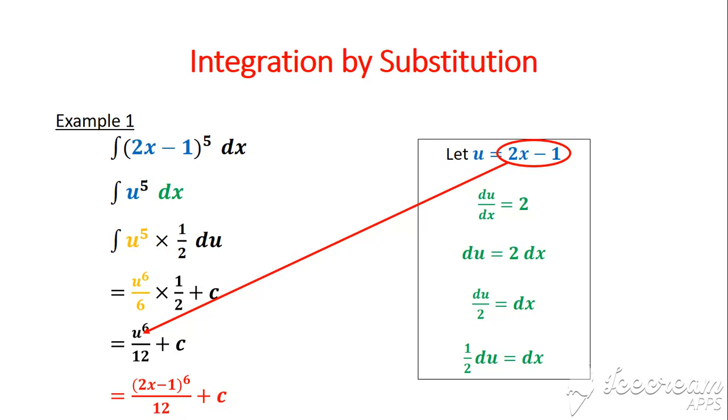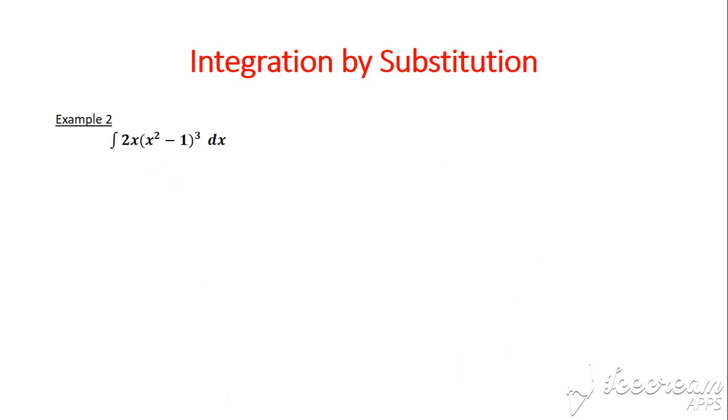Right, interesting technique, and one we're going to have to practice again. So let's get into a second example. Let's go. Example 2. Integrate 2x times (x squared minus 1) cubed with respect to x.